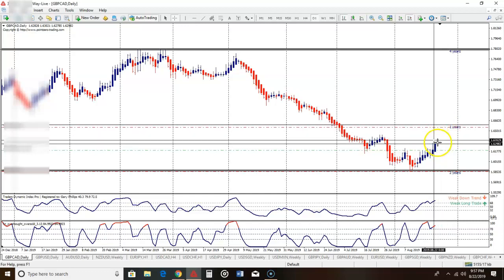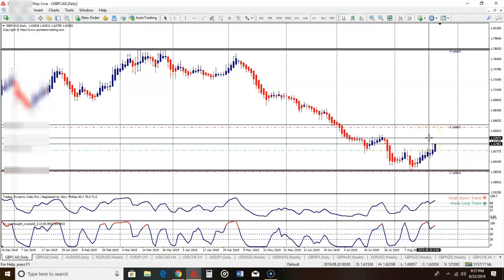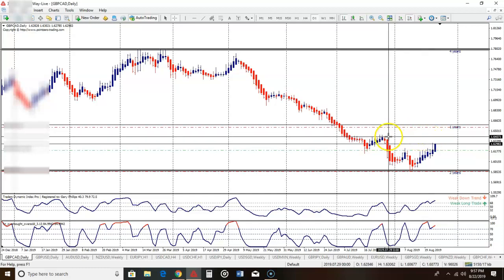Now, again, have to be mindful of this level because this is a level of resistance right here. I usually, by this time, trading so long, I can kind of eyeball this stuff, but it is a level of resistance. So we want to just watch and see how price reacts to this level to see if price is going to turn around at this level.